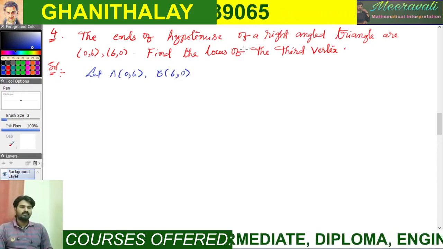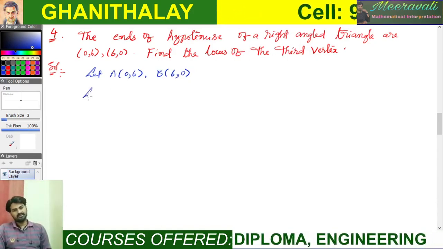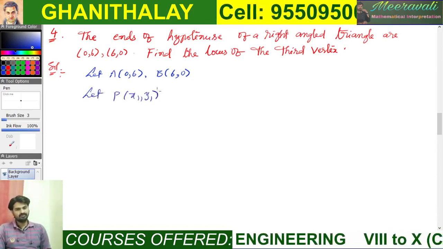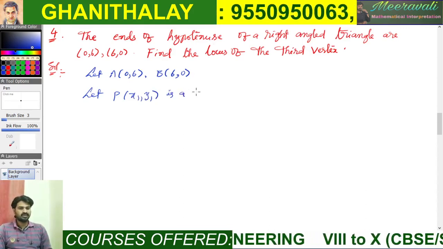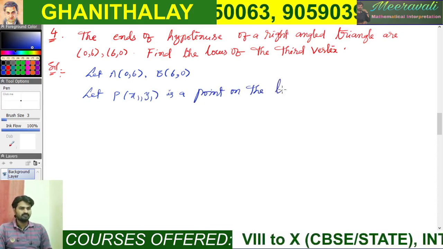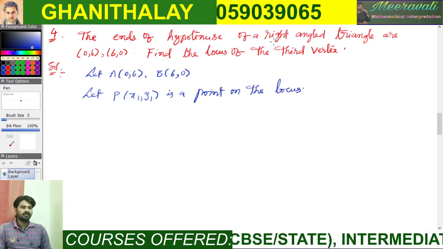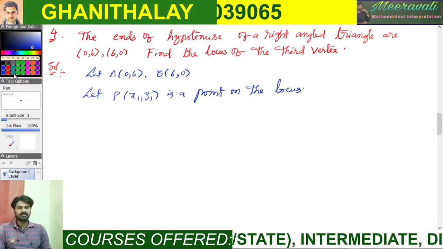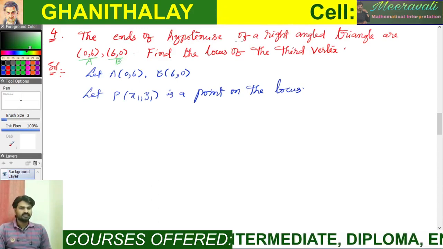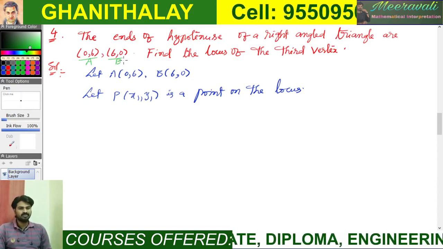Now we are going to find the locus of the third vertex. So let the third vertex be P(x1, y1), a point on the locus. Here, what is given? The ends of the hypotenuse are A and B. So here we have taken this is A and this is B. The ends of the hypotenuse of a right angle triangle are A and B, that means AB is the hypotenuse.